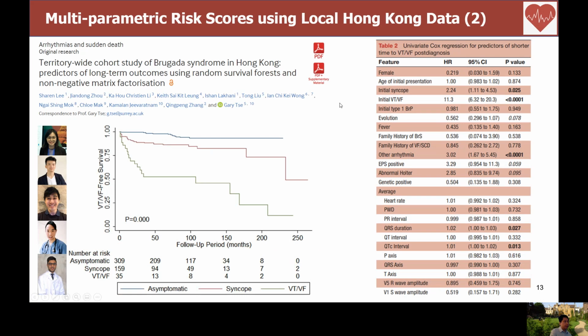So I won't dwell on this later, but the only point is that if we apply random survival forests and non-negative matrix factorizations, these are machine learning methodologies that can extract latent features between risk variables, then they're generally much more accurate than traditional Cox regression-based models.